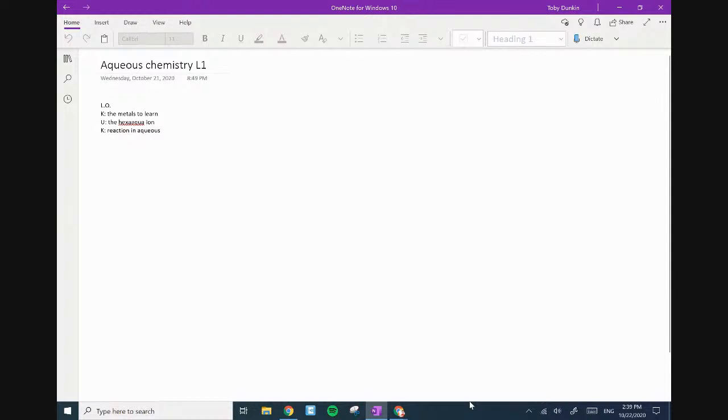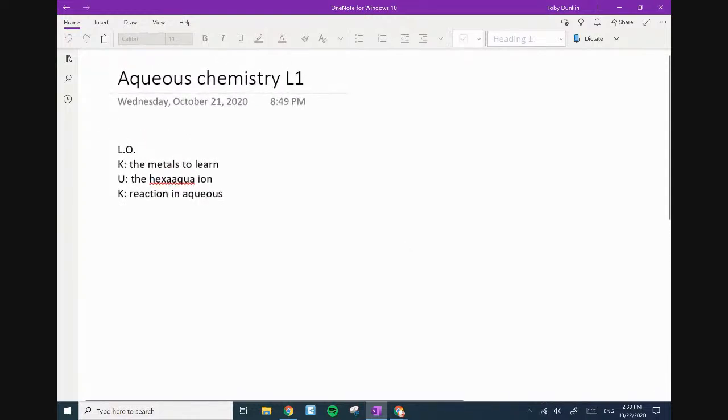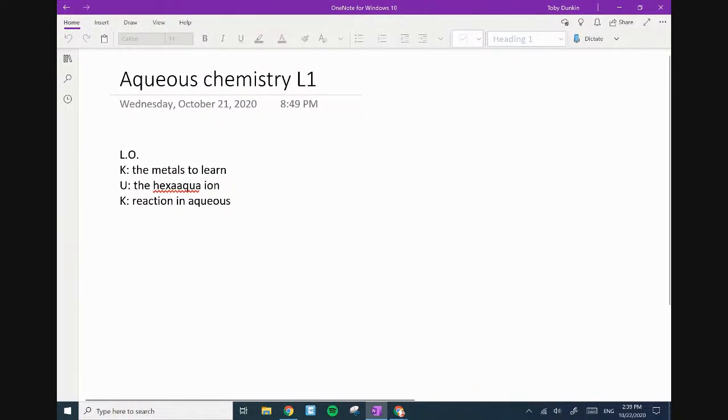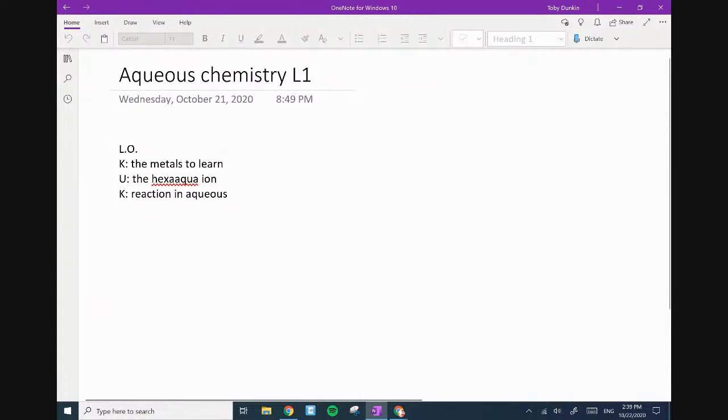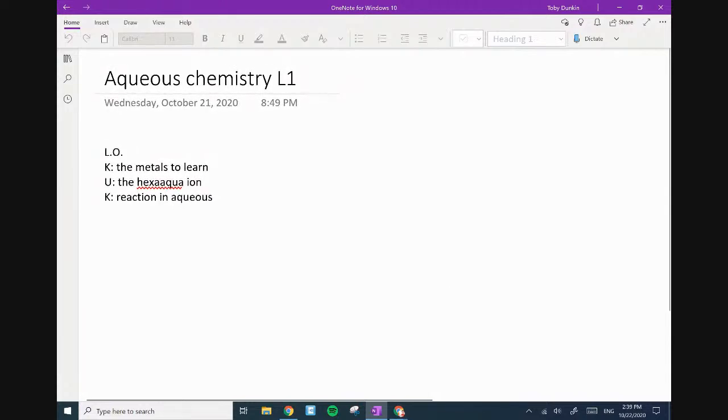Right. Okay, guys. Straight into here. Okay. So, aqueous chemistry, lesson 1. So, 3 learning objectives today. Number 1, know the metals to learn. Now, guys, there's a whole load of things here. Number 1, you've got about 50 colors to learn, and there's a lot.